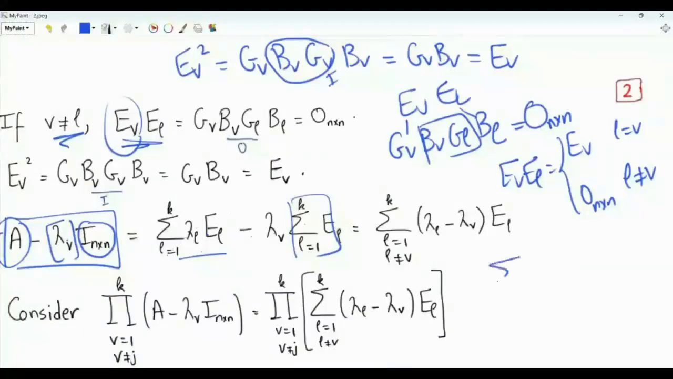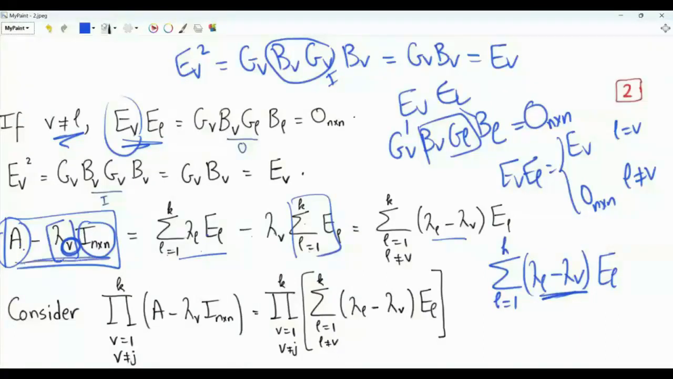Combine the two sums. This will be from L to K, and then we have the matrix EL. And here we have the difference, lambda L minus lambda V. We can write down A minus lambda V times identity as a summation L from 1 to K of lambda L minus lambda V, this is a scalar, multiplied by the n by n matrix EL. Note that if the index L is equal to V, then what we have here is 0. We can write down this sum excluding the case in which L is equal to V, because we have 0 multiplied by EL. A minus lambda V identity is the summation L from 1 to K, L not equal to V, of the scalar quantity lambda L minus lambda V multiplied by EL.